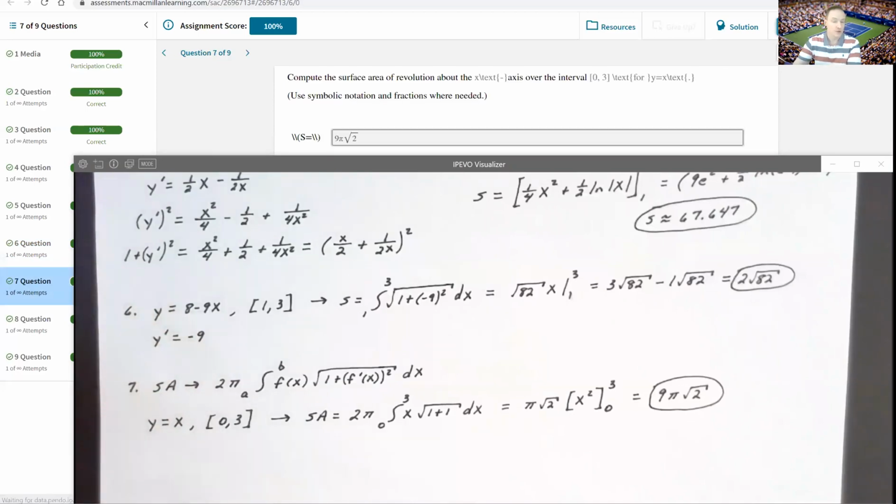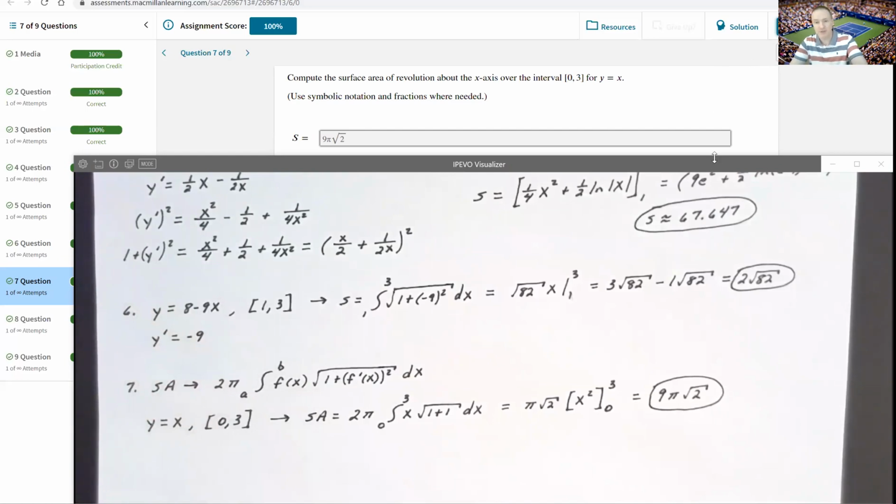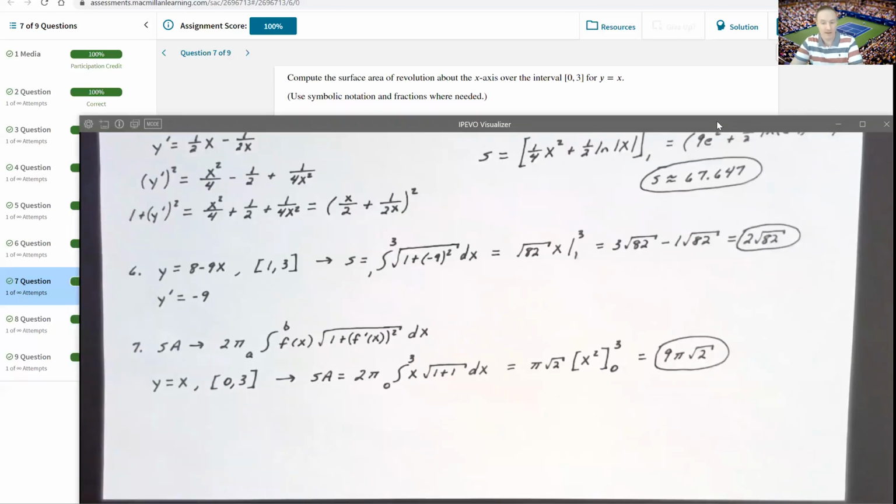Now, we're switching to surface area for the last 3 problems, and it's really not that big of a change. You just say, well, the surface area, it's the same formula as the arc length formula, the difference being that we have to take into consideration the rotation. That's the 2 pi r, where r is just your function's value. So it's 2 pi f of x times the square root of 1 plus the first derivative squared dx.